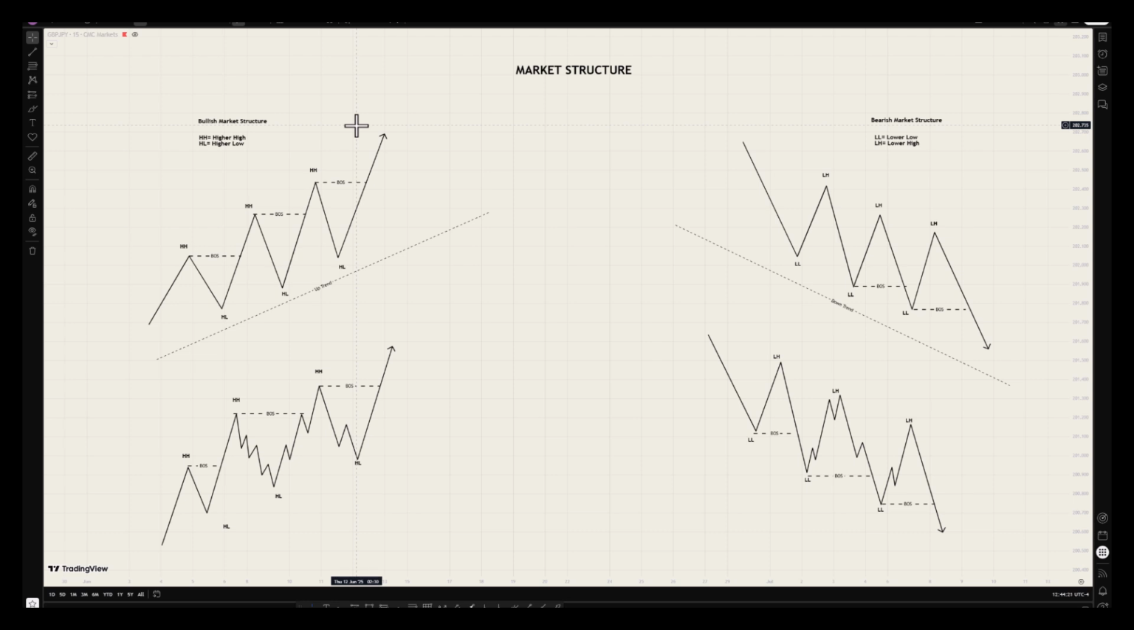This video will cover market structure for beginners. If you're a beginner trader, then this video is for you. One of the reasons why you have to learn market structure is to be able to spot the direction of the market. Is the market in an uptrend or in a downtrend?